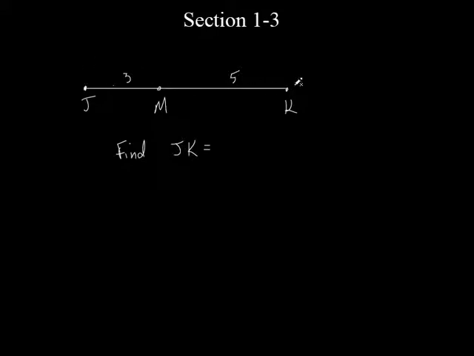So if I wanted to travel this distance, so from here to here, from J to M is 3, and then from M to K is 5. How do I find JK? What do I do to the 3 and the 5? Just add them up. Pretty simple, okay? So that would be 8. So that's finding the distance from one to the other. But let's change this around just a little bit.